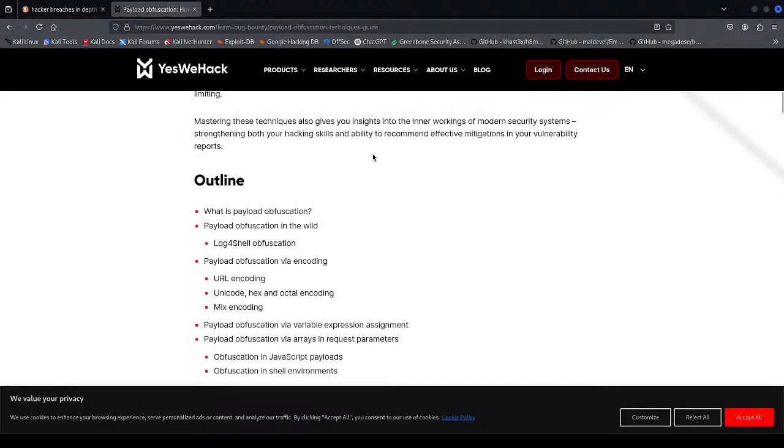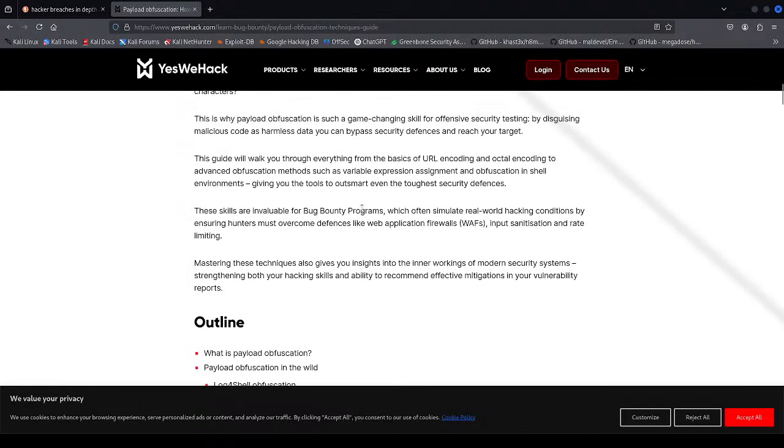Mastering these techniques, hold on, this is probably important. These skills are invaluable for bug bounty programs, which simulate real-world hacking conditions by ensuring hunters must overcome defenses like web application firewalls, input sanitation, and rate limiting. I gotta Google what rate limiting is, because I definitely know what input sanitation is, right?